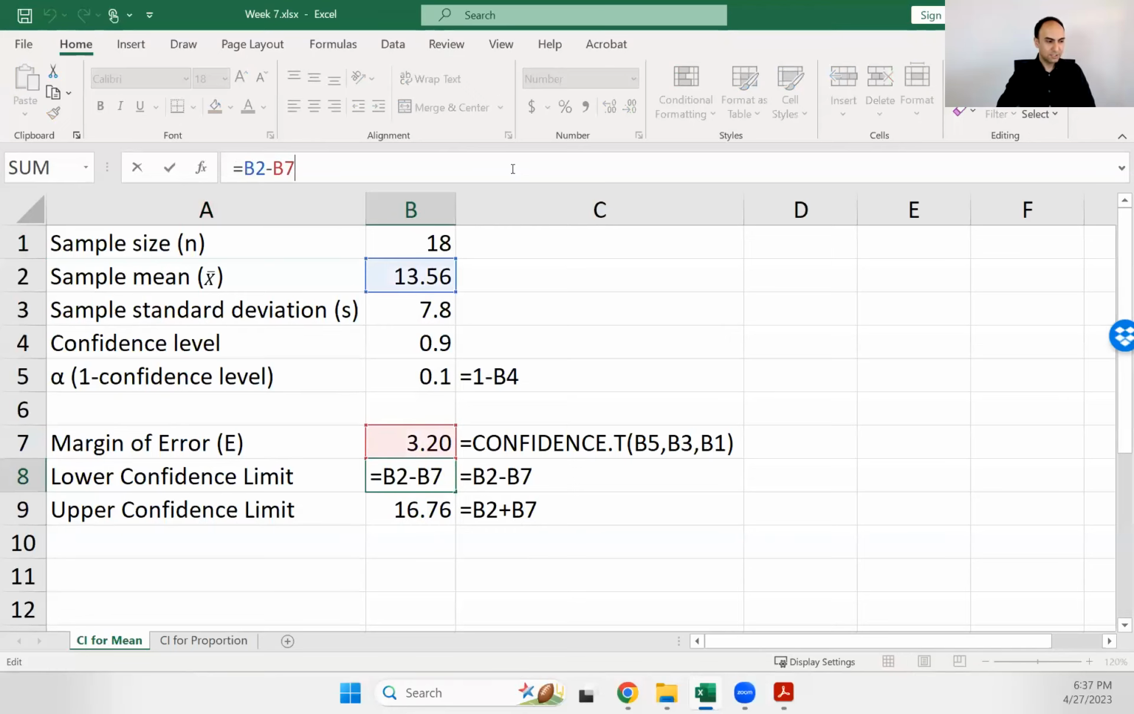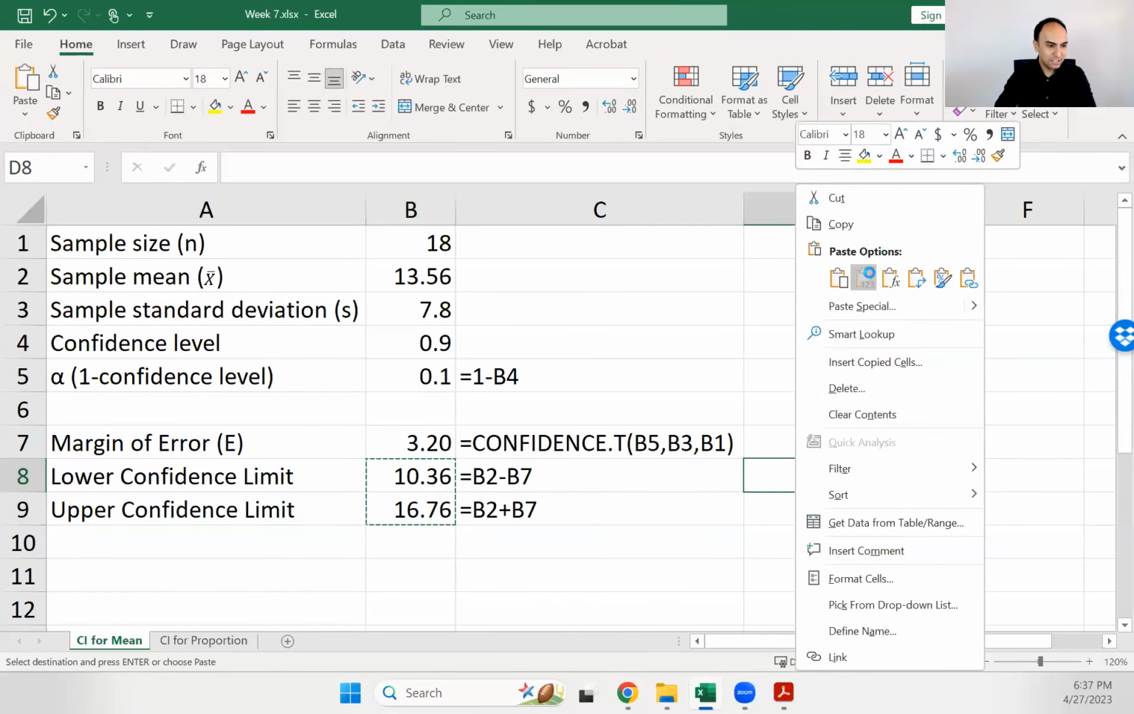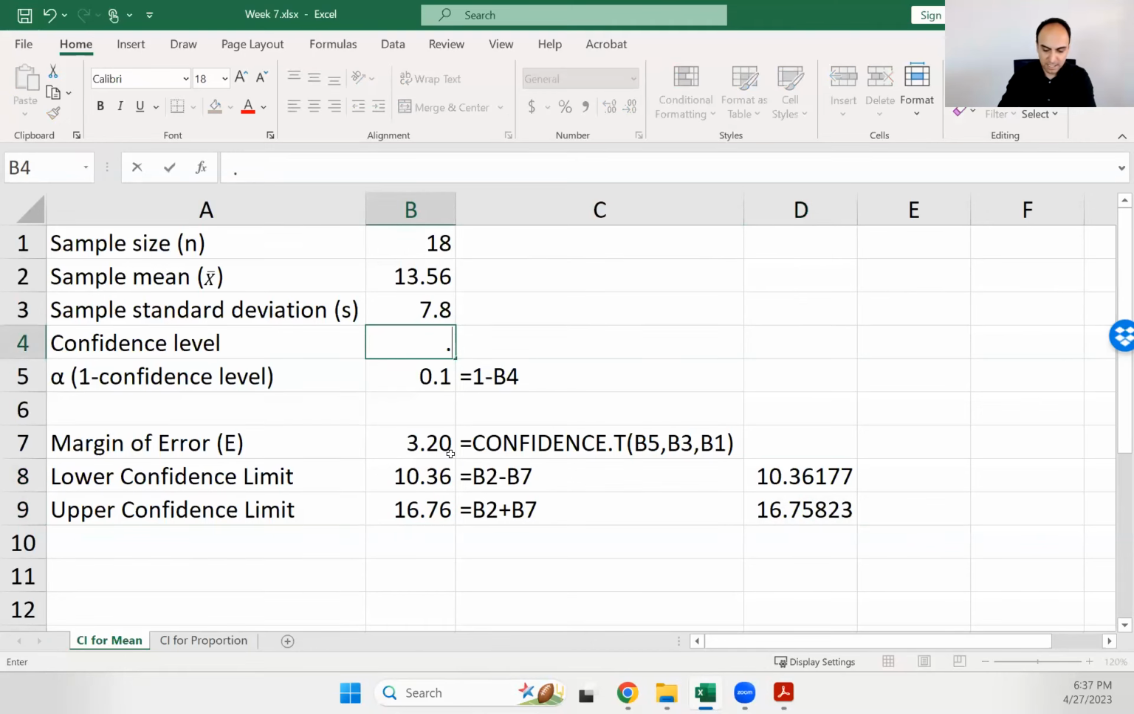There we go. So, sample mean. And going back to my question, this was for 90%. Let's remember what we have here. I'm just going to copy and paste these two values here just to keep it for us. And I'm going to change this to 99%.